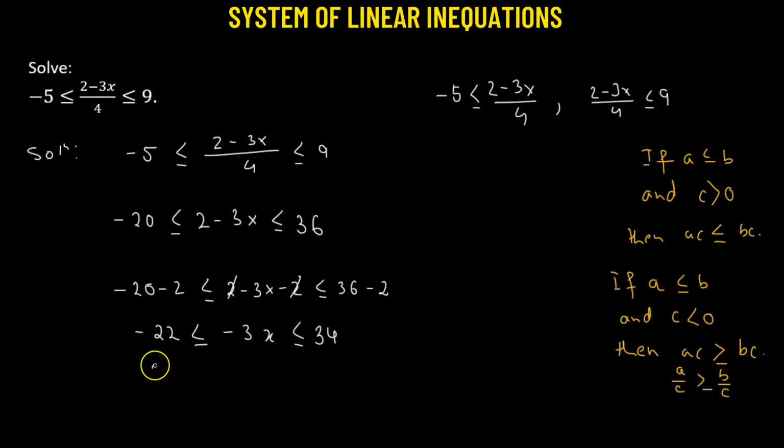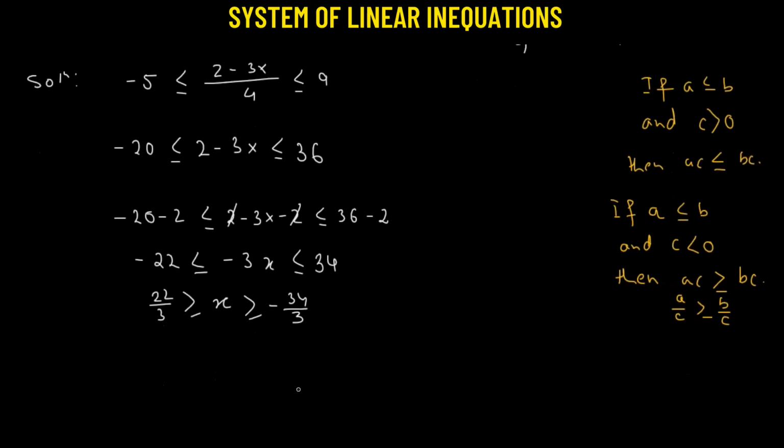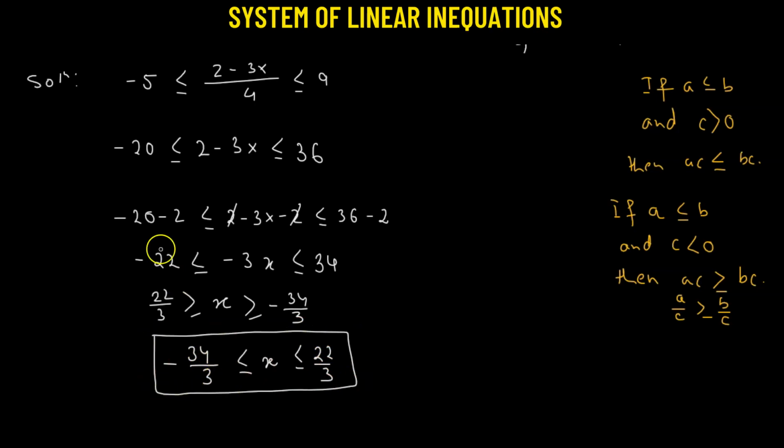So we'll get positive 22 divided by 3 greater than or equal to x greater than or equal to negative 34 over 3. But we'll write it in a proper format. So that's negative 34 over 3 less than or equal to x less than or equal to 22 over 3. So this is the solution to our given system of linear inequality.